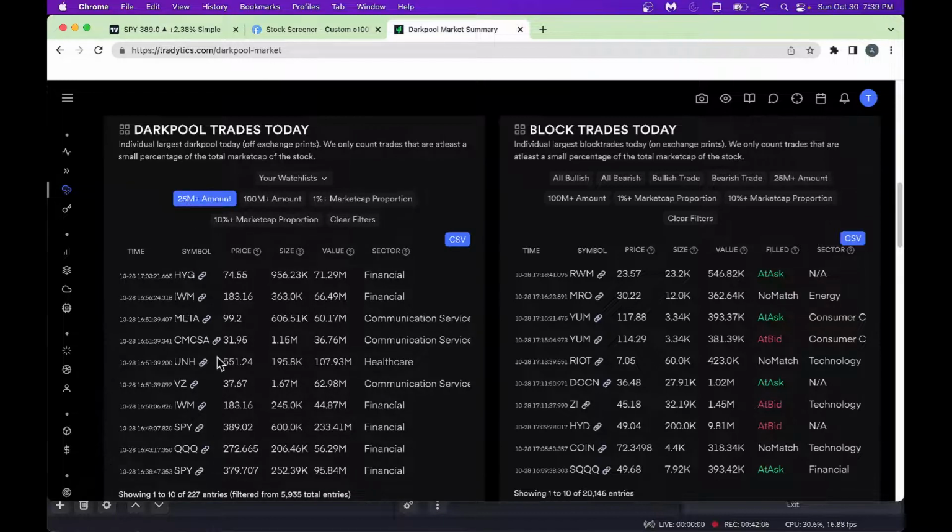Looks like UNH, there's a nice and high dark pool here. Maybe folks are buying, probably. This is a good sector, the medical healthcare sector. It's going higher. Look at Meta, there's a nice and high dark pool activity. You could look at all these filters here and go from there.